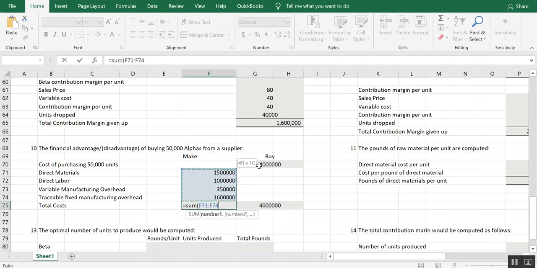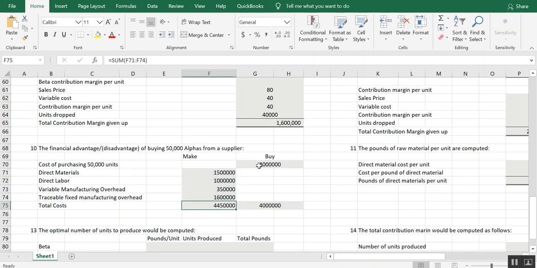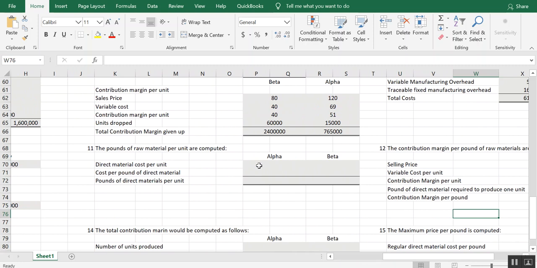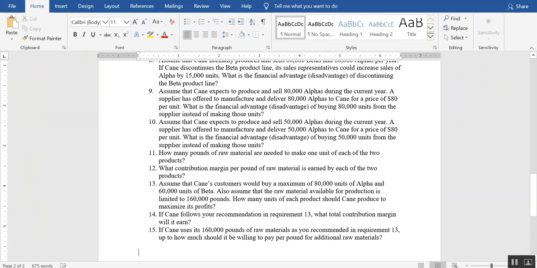We add these up, we wind up with 4,450,000 if we manufacture these, but then we get 4 million if we buy them. So in this case, it'll be a financial advantage of $450,000 to buy these instead of make these. So that's a make or buy decision, and that illustrates what the difference in volume will do to a make or buy decision.